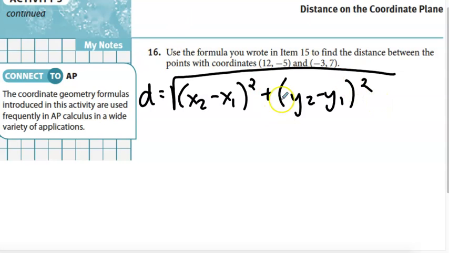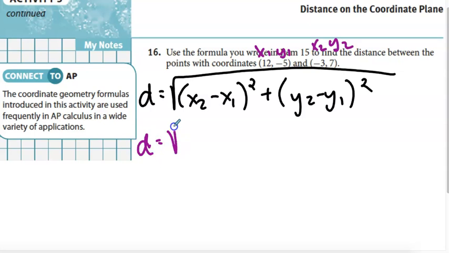And so this 12 is my x1 because it's my first x. This 5 is my y1. It's my first y. Negative 3 is my x2. And 7 is my y2. Again, order doesn't matter. You could have these flip-flopped, as long as you make sure this 12 is your x value, the negative 5 is your y value, you will be great. So let's substitute in.